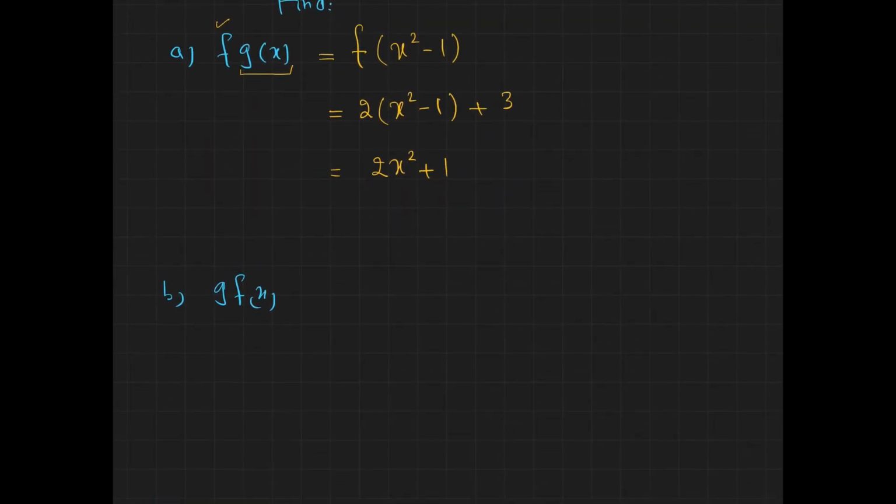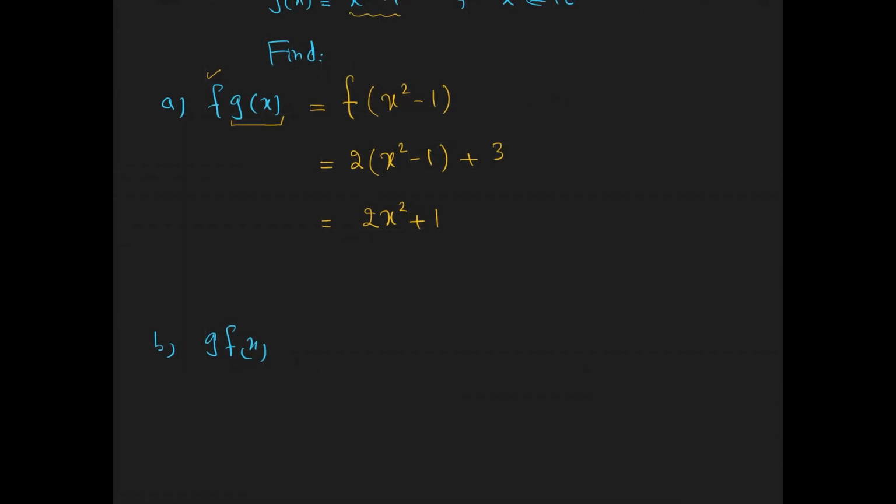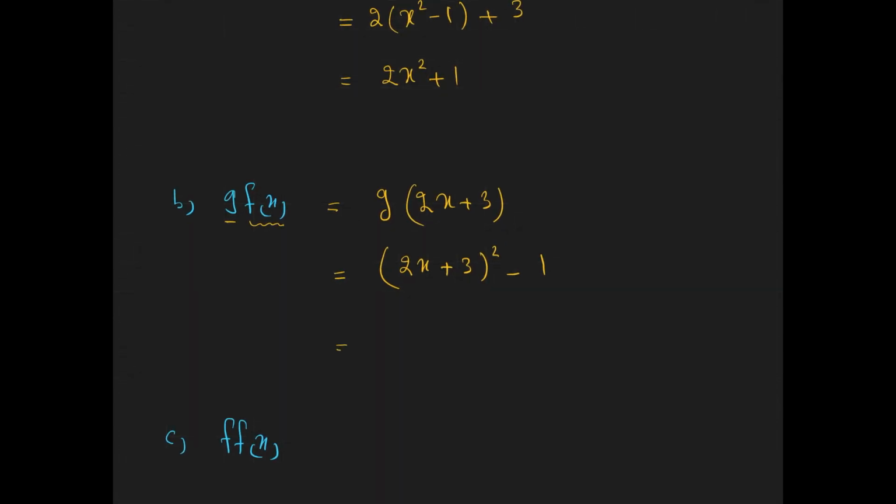Similarly, in part B, we have to work out gf of x. So it means that we need to apply g onto f(x). f(x) is given as 2x plus 3, and now apply g onto that. When we apply g onto that, the function g is described as square your result and then subtract 1 from that. So 2x plus 3, square it and then subtract 1. And then simplify. After simplifying, you will get your final answer as 4x square plus 12x plus 8.